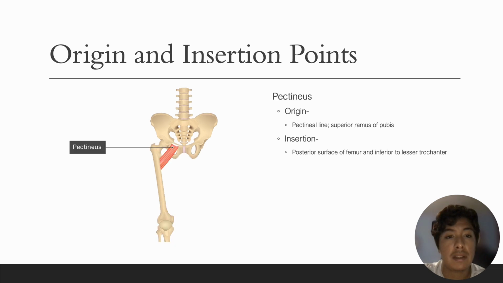For the pectineus, the origin is the pectineal line and superior ramus of the pubis, and the insertion is the posterior surface of the femur and inferior to the lesser trochanter. If you look at the femur right above the insertion point, there's a tiny ball peeking out, and that's where the lesser trochanter is located on the left side.